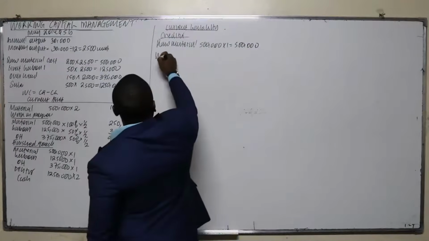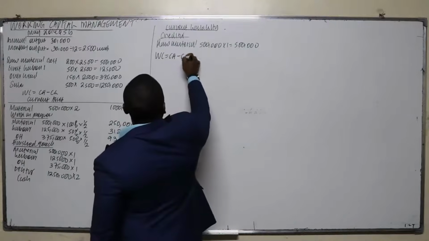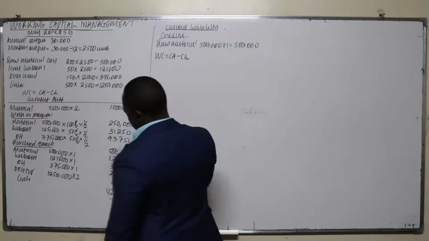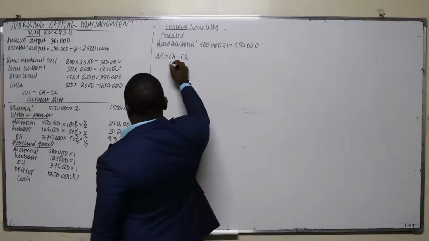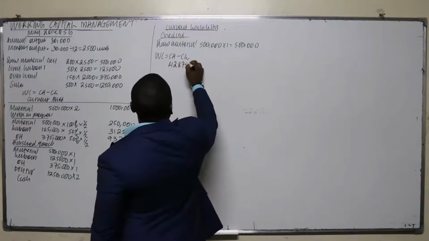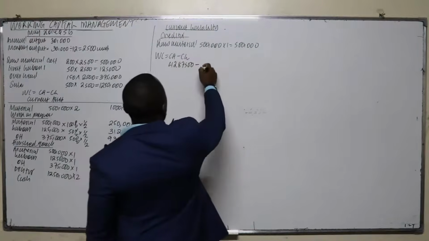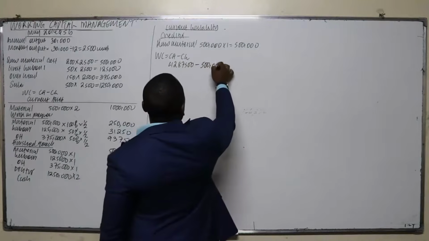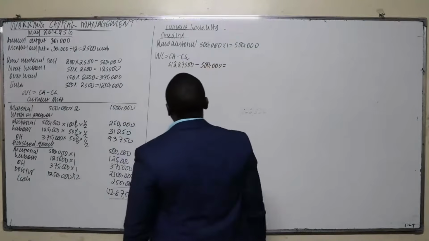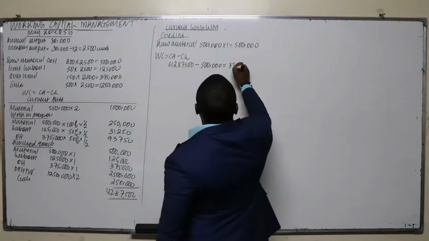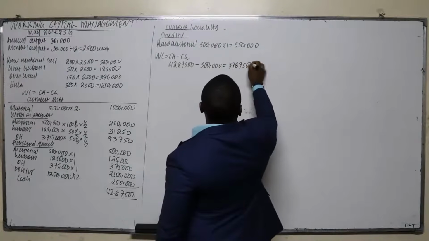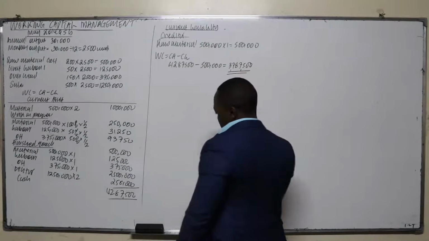So therefore, to get the working capital is current asset minus the current liability. So the current asset we have is 42,87,500. You minus the current liability of 500. So how much is the working capital requirement? That's 787,500. Good. So you can copy.